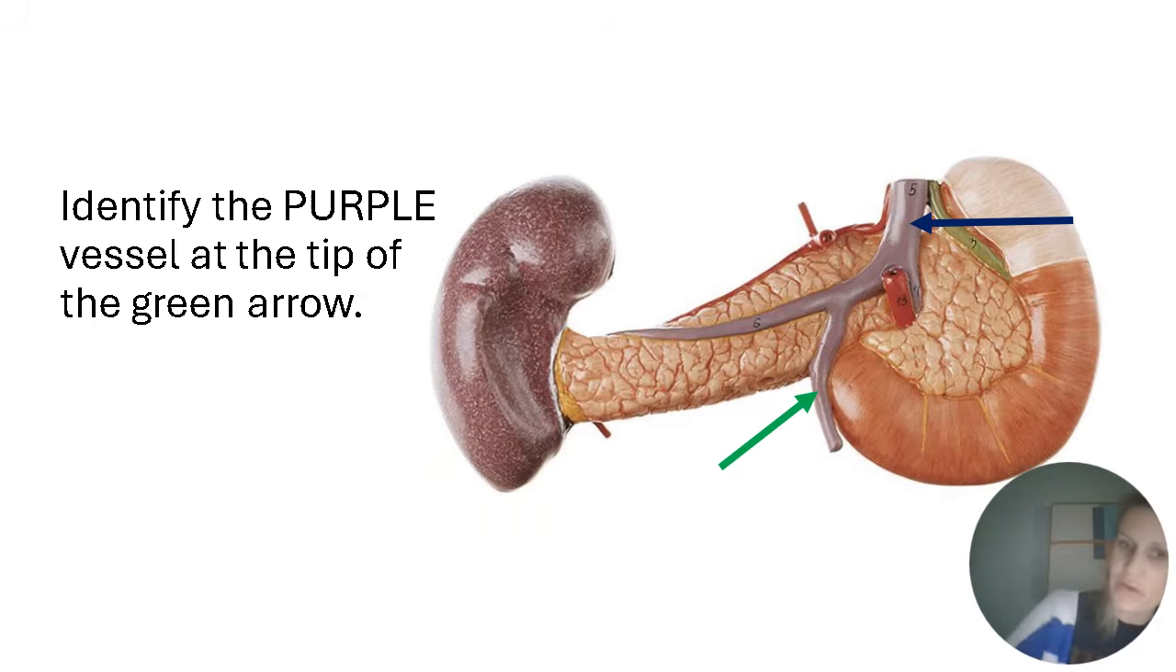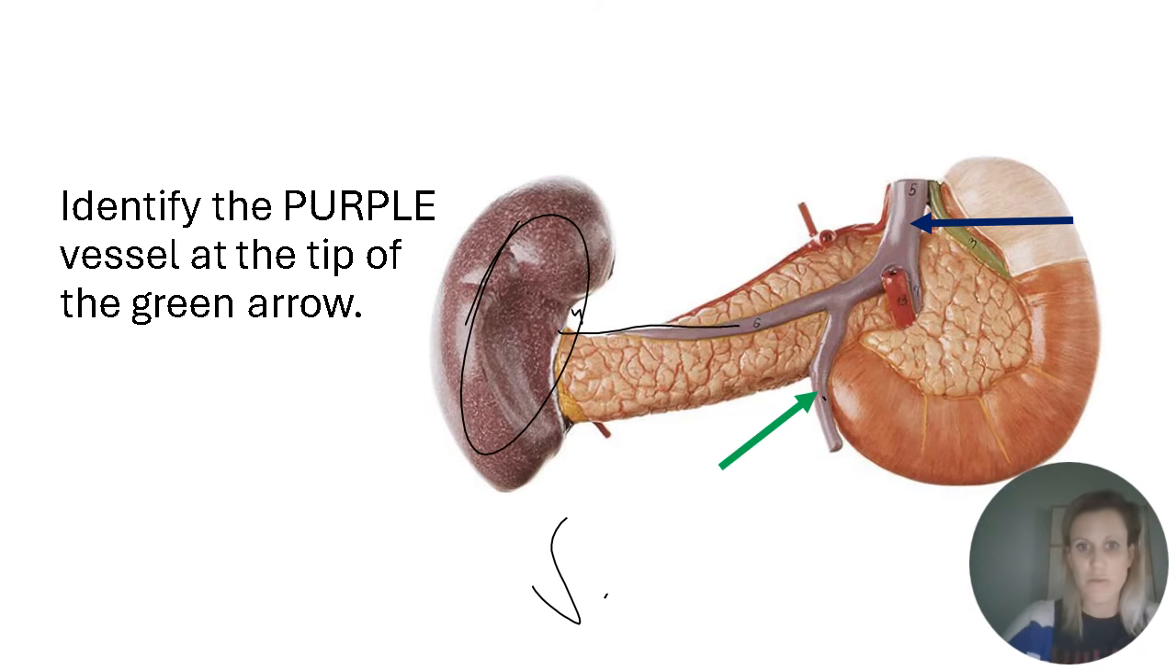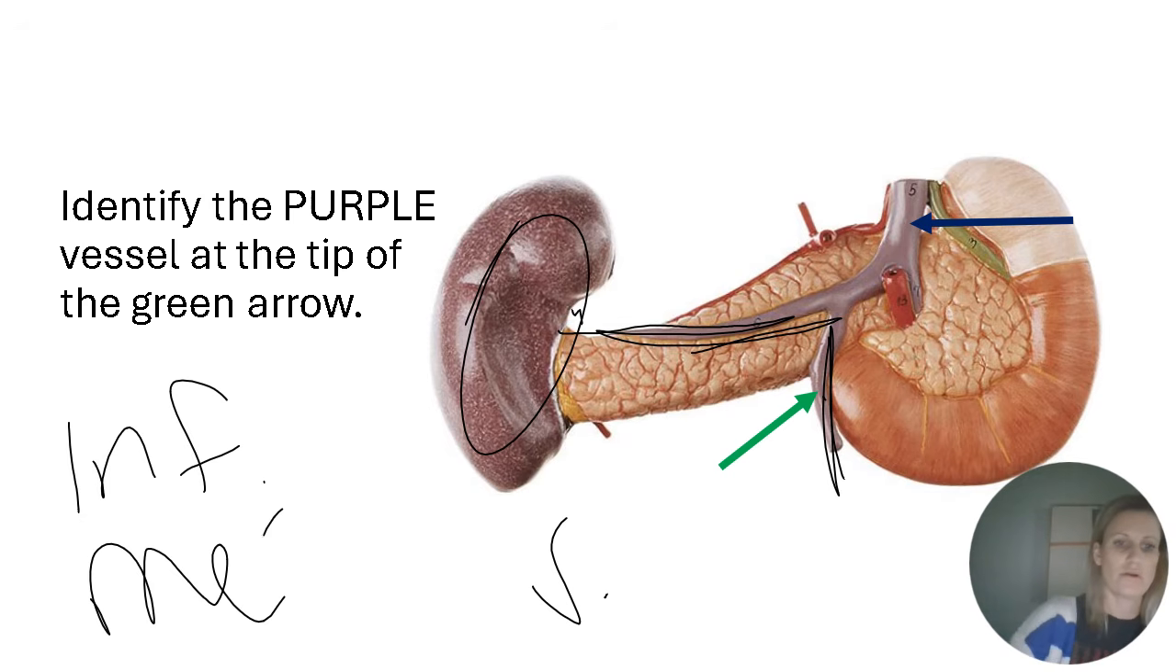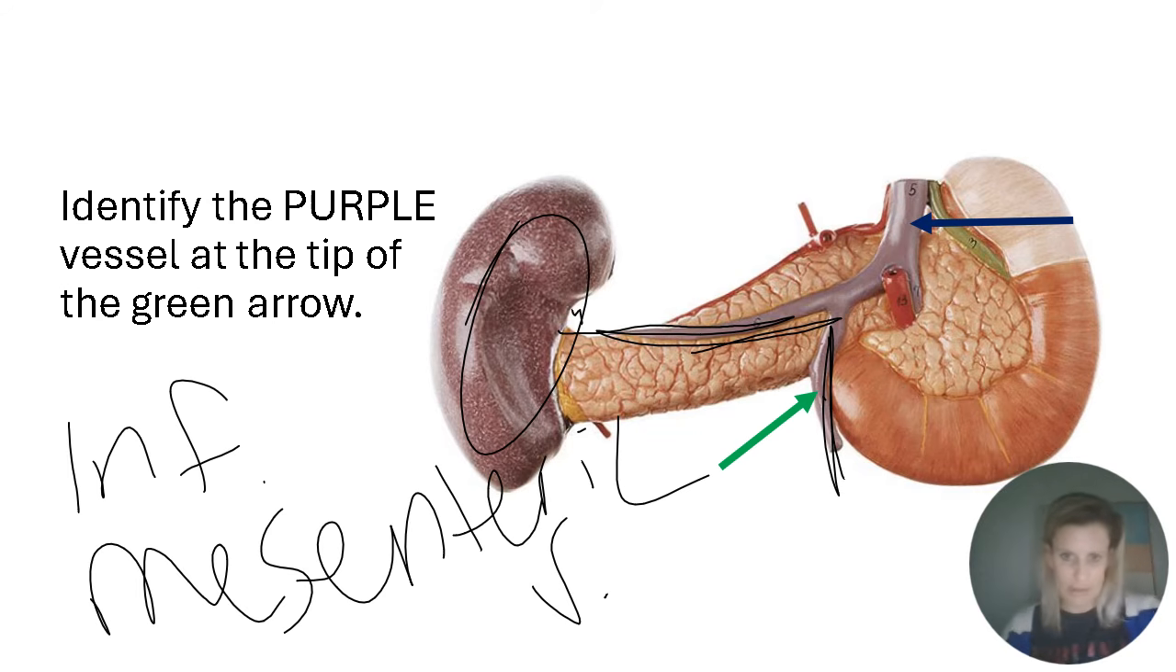Purple vessel at the tip of the green arrow. Purple means it's one of the portal veins. So I know this is a vein. Where do we start? We start at the spleen. Right? So coming from the spleen is the splenic vein. The first thing to merge is the inferior mesenteric vein. So green is pointing to the inferior mesenteric vein.